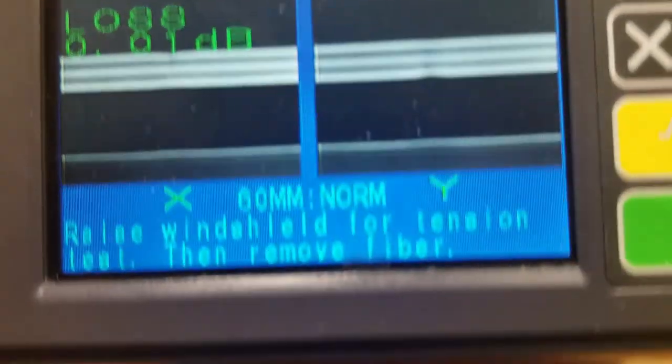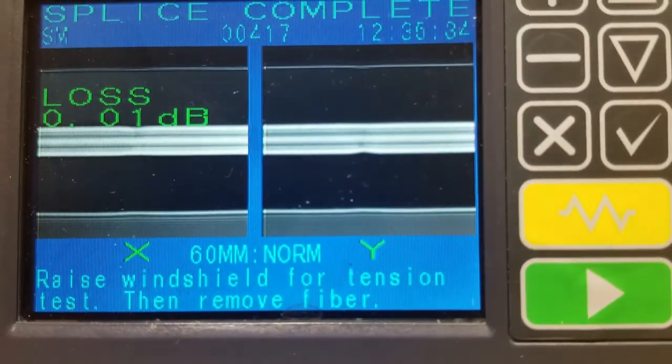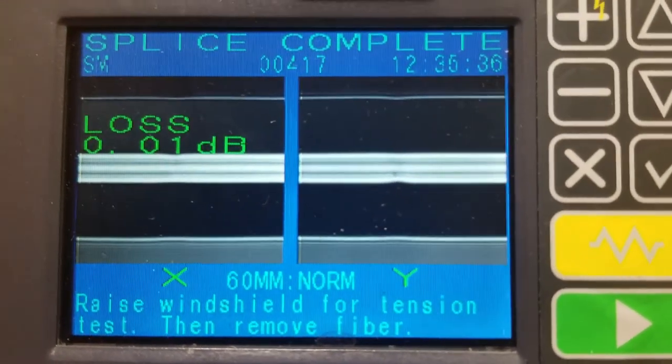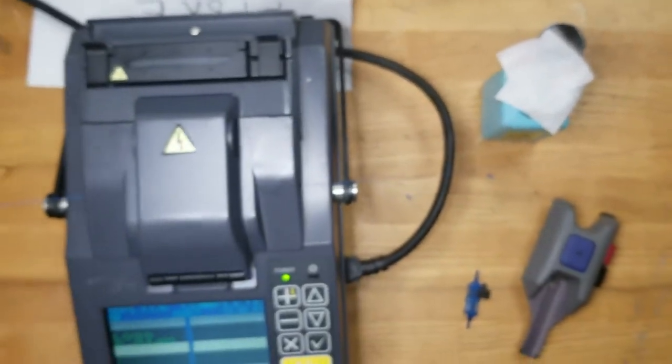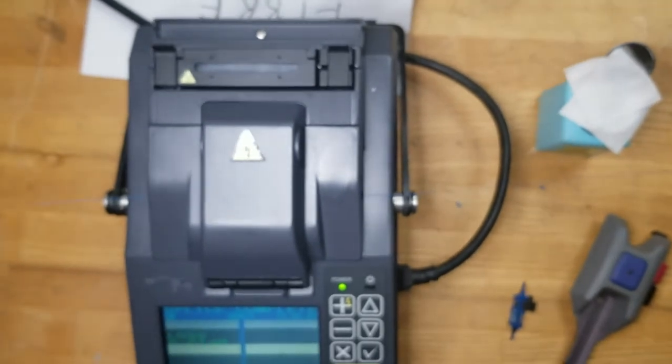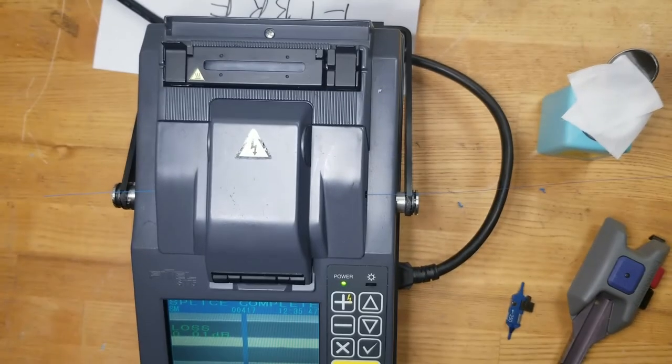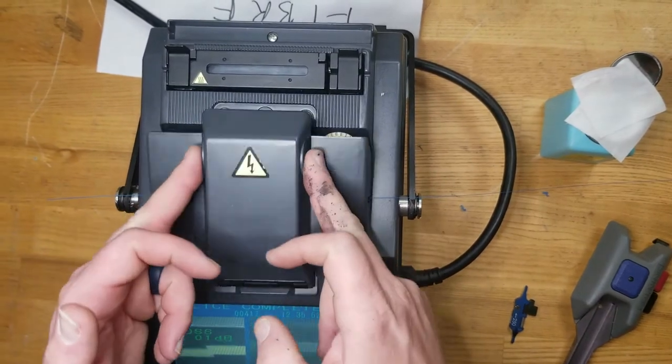0.01 decibels loss. That's almost nothing. Almost nothing. That's about as close to as clean as you can get. That's pretty awesome. Out of the two-hour labs we just did with all the students, I think the best one we had was a 0.04 loss.